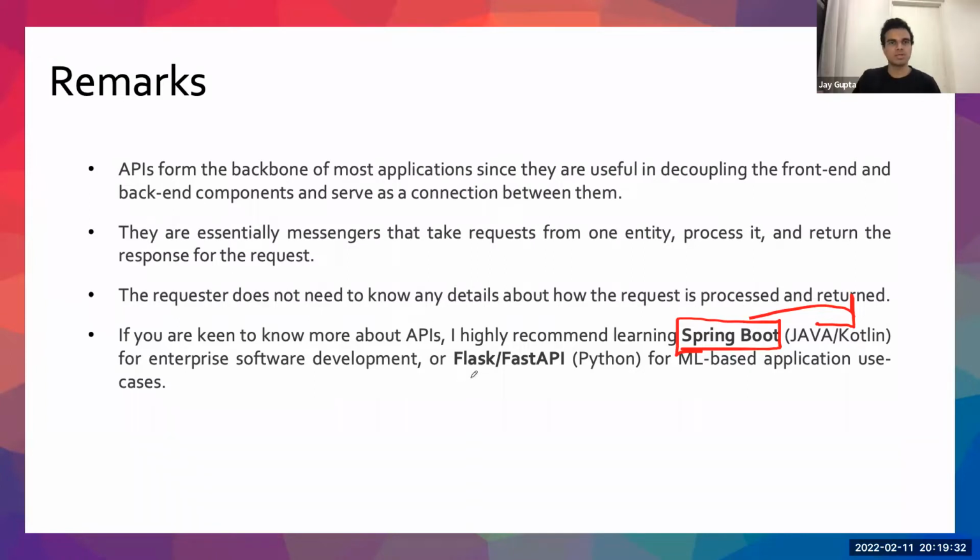Or you can use Flask or FastAPI. FastAPI is something which we use right now. It's available in Python. If you're building machine learning models or anything that requires a Python environment, then these two are very common frameworks and libraries for Python for building APIs.